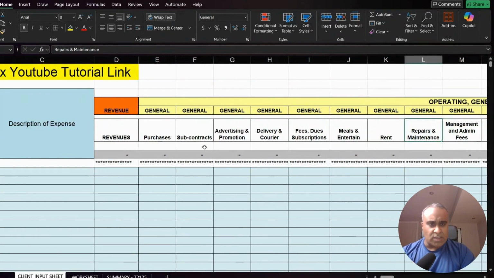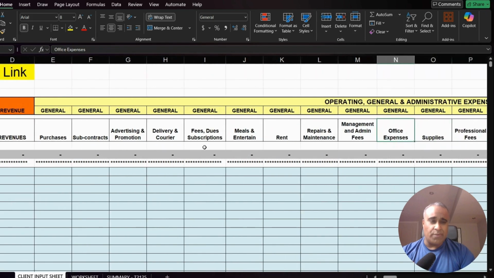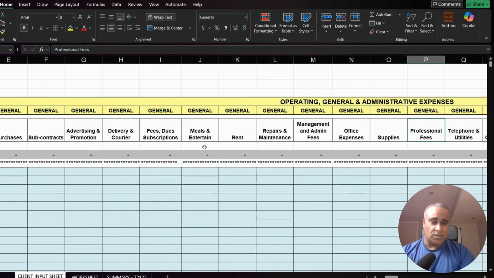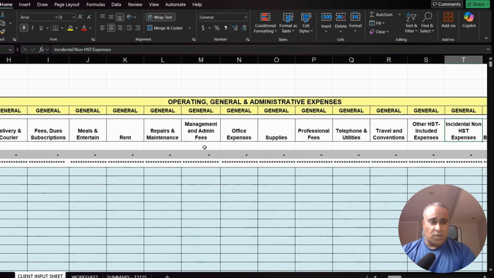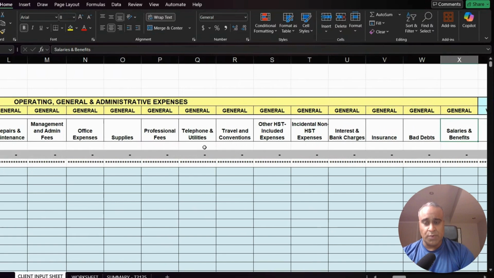So now, as we are going through here, there are different categories of transactions. So you have your purchases, if you paid subcontractors, stuff that you've paid for advertising and promotion, delivery and courier, so on and so forth. There's meals and entertainment. Now, these are your general operating expenses and administrative expenses, as the title alludes to there. So as you go along, you'll see a laundry list of operating and administrative expenses.